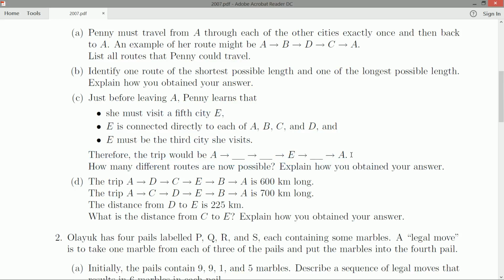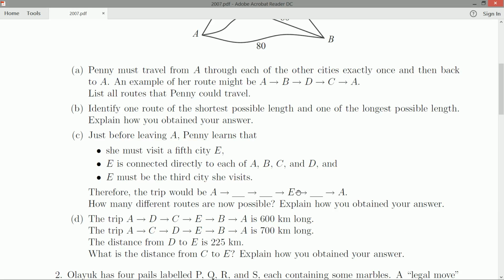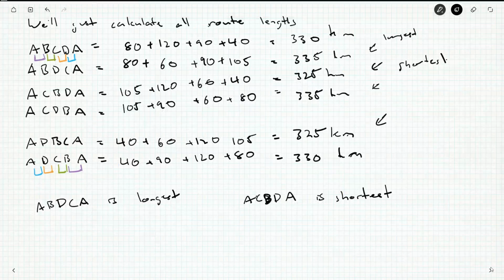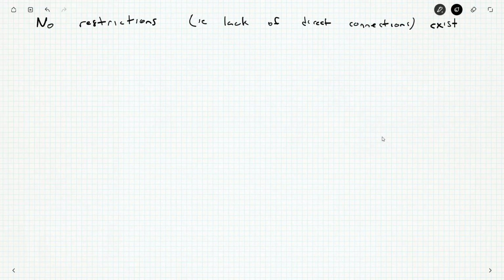How many different routes are now possible? Is it not the same reasoning I had before in A? There's just an E sitting in here. But I can have anything before the E and anything after, because E connects directly to each of them. So I think exactly the same reasoning will do. So no restrictions, i.e. lack of direct connections, exist.